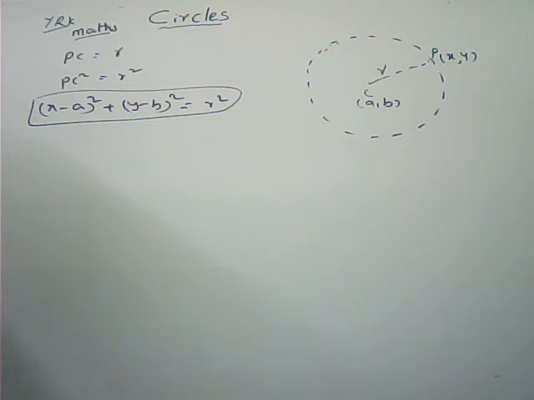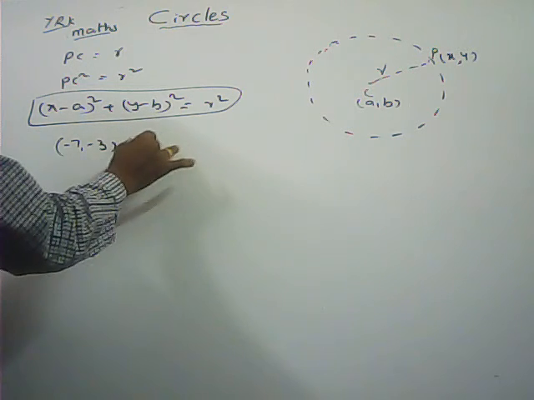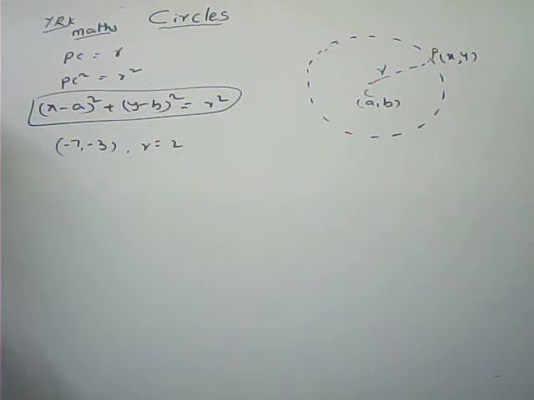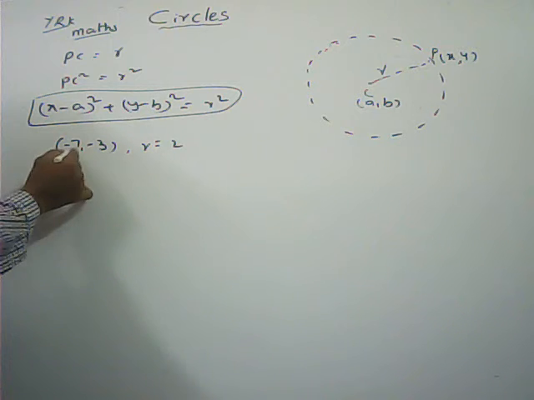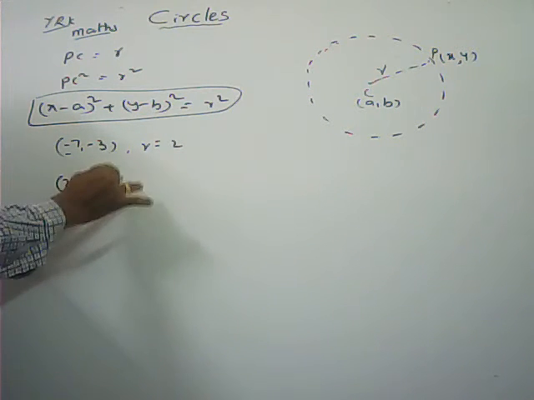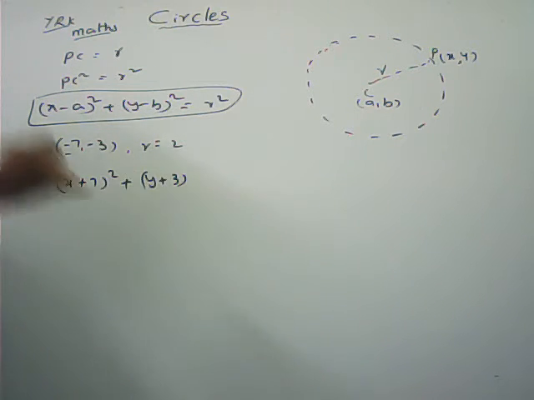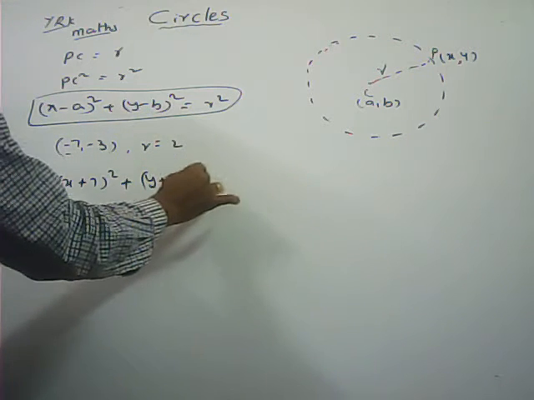Whenever the center and the radius are given, we can write the equation of the circle. Now, for example, (-7, -3) is the center, and the radius equal to 2 is given. How to write the equation of the circle? (x minus a), x minus of minus 7, that is (x plus 7) whole square, plus (y minus of minus 3), (y plus 3) whole square, is equal to 2 square.